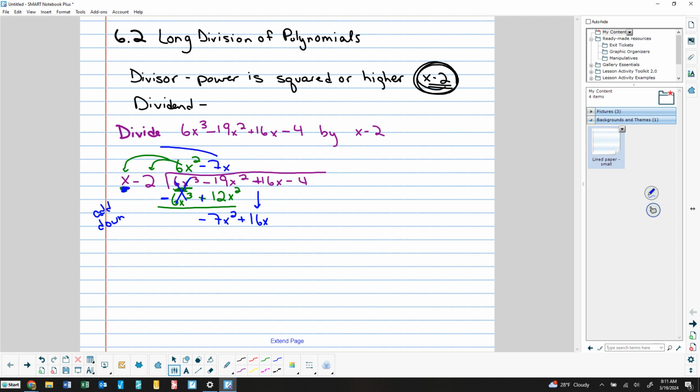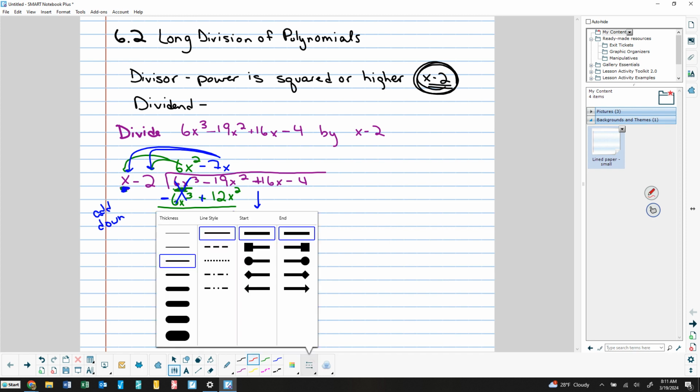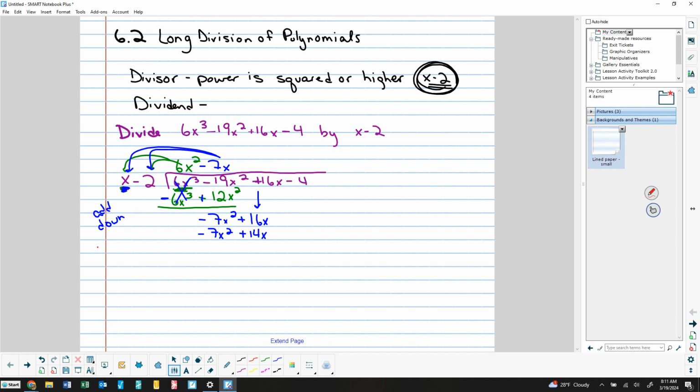And then I'm going to multiply this times this, so I get a negative 7x squared. And this times this is a positive 14x. Okay, and then I'm going to change that color again. We'll go back to red because that'll be pretty obvious here. Okay, so I have to then change the signs, draw a line under here and change both of these signs. So this is going to become a plus. This one's going to become a minus.